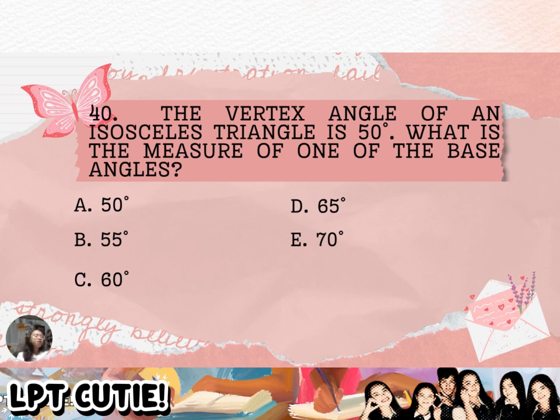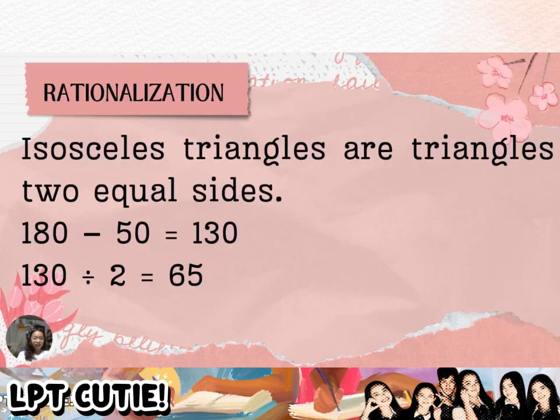So one of the base angles: letter A, 50 degrees, letter B, 55 degrees, letter C, 60 degrees, letter D, 65 degrees, and letter E, 70 degrees. And the answer is letter D, 65 degrees. So how did you get 65 degrees?